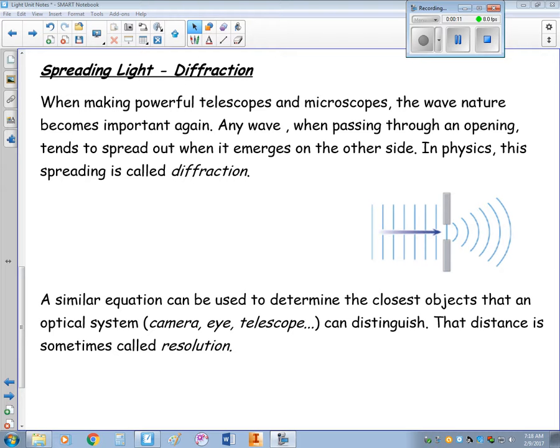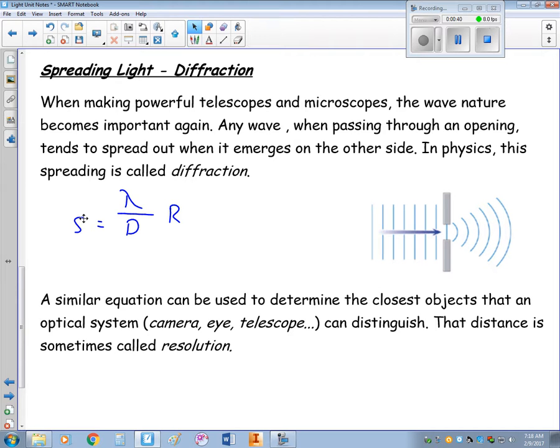So when making powerful telescopes and microscopes, the wave nature of light becomes important again. Any wave, when passing through an opening, tends to spread out when it emerges on the other side. We call this diffraction. So there's a formula for this. The spread in the light equals the wavelength of the light divided by the diameter of the opening times how far away we're looking at it.